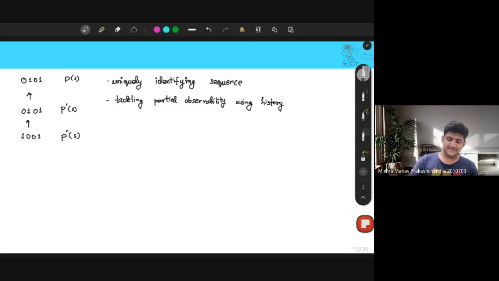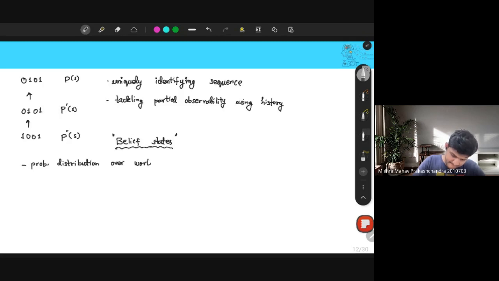So this kind of thing is known as a belief state. This was a small introduction to the notion of belief states. So what is a belief state? A belief state is basically a probability distribution over world states. You can say that my belief of S is the distribution over the world states.